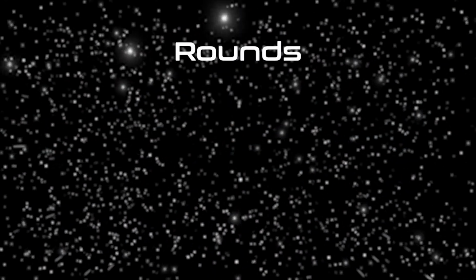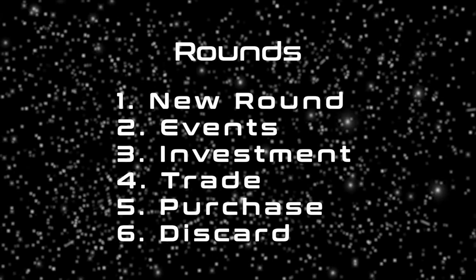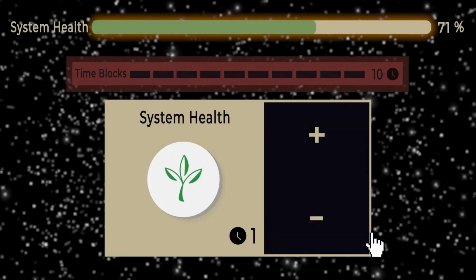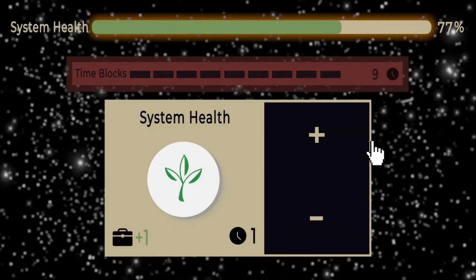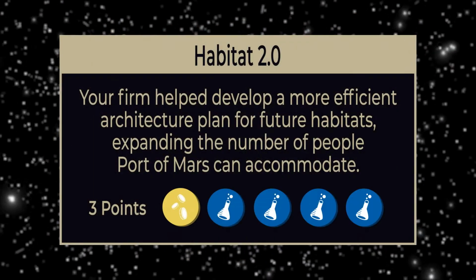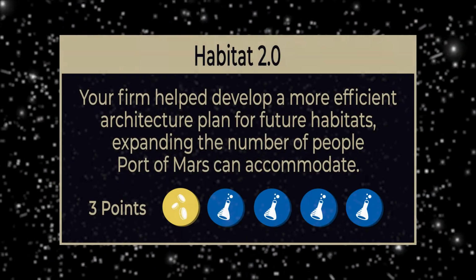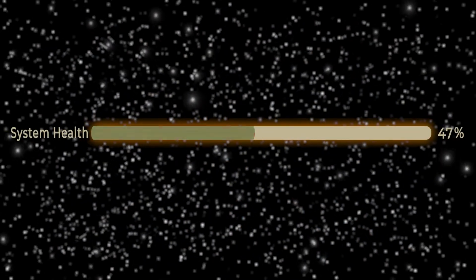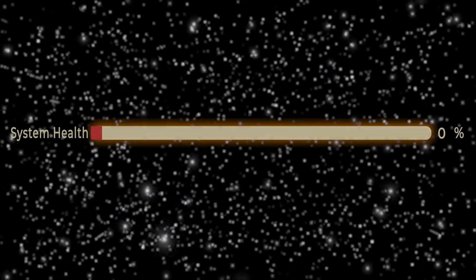The game progresses in a series of rounds, each consisting of six phases. Each round, you will receive a set of time blocks. You can spend time blocks on system health or influence. Influence is what you use to buy accomplishments. If system health falls to zero, the habitat collapses, everyone dies, and the game is over. No one wins if everyone is dead.